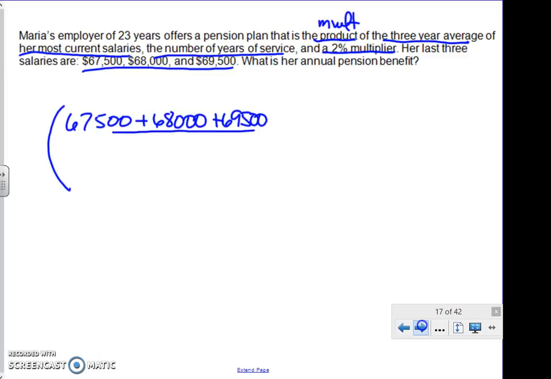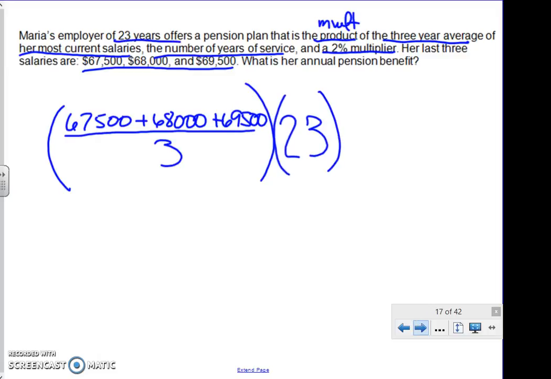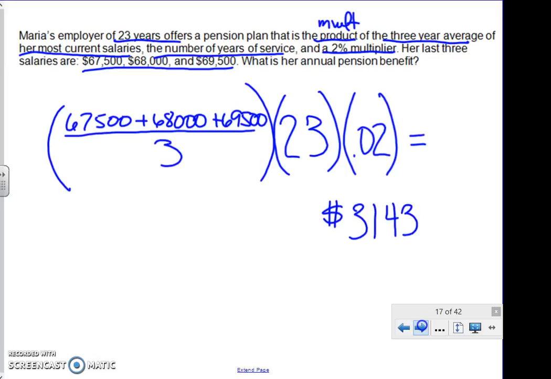As you know, to find the average of anything, you add them together and divide by how many there are. Because there are 3 years of salaries, we will divide that by 3. We're then going to multiply that by the 23 years of service, and a 2% multiplier, which we write as a decimal. When I multiply all of those values together, we find that her annual pension is going to be $31,433.33.